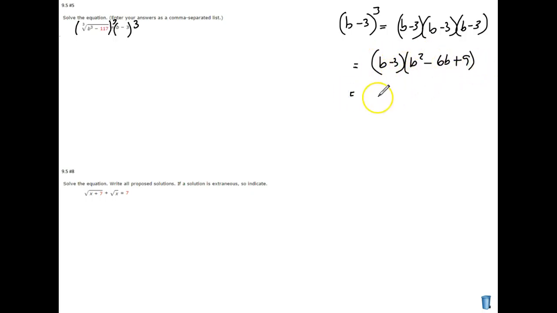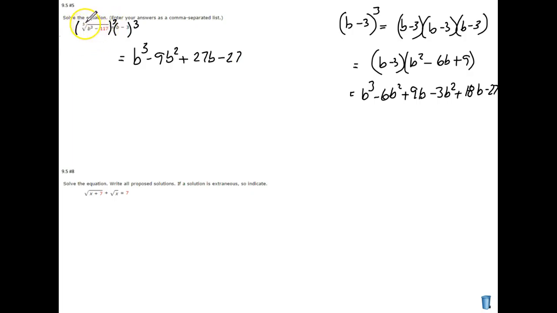So now I have to multiply through again, and I'm going to get b to the third minus 6b squared plus 9b. And then I have a minus 3b squared plus 18b, and then minus 27. So this whole side of the equation becomes b to the third. When I combine my like terms, I get a minus 6b squared and a minus 3b squared, so minus 9b squared. Then I have a plus 9b and a plus 18b, so that's plus 27b. And then I have a minus 27.